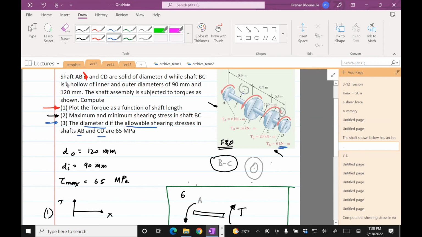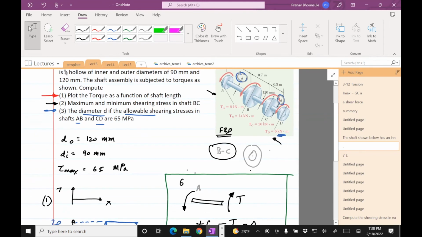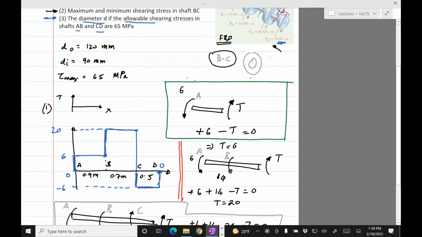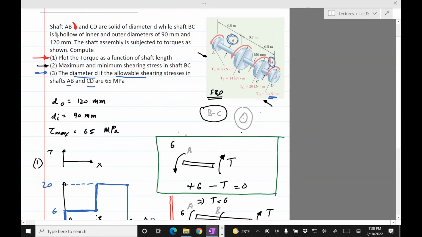So we need to compute D and D. Well, if you look at the stresses between A and B, it's 6 and it's 6. Right? So it's the same magnitude, different sign. Which means that if the shear stress in AB is clockwise, then in CD it will be counterclockwise, or vice versa, depending on how the sign is set up. So you could use AB to design it or CD.